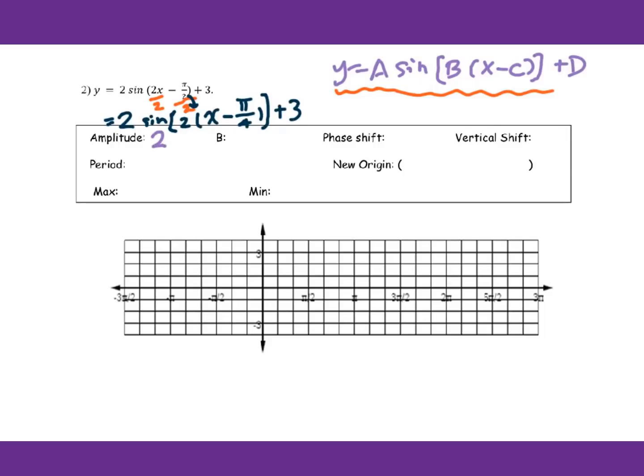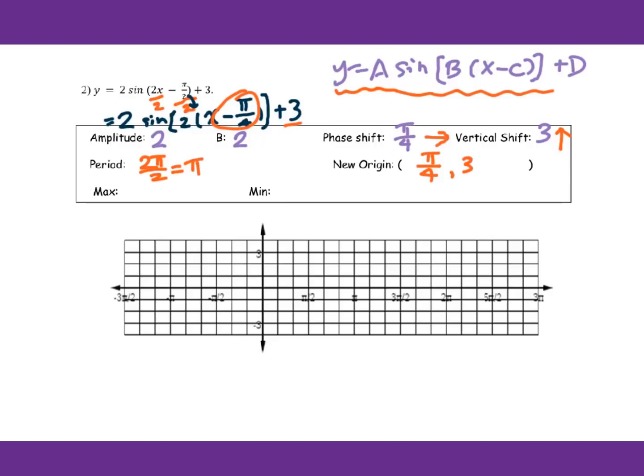Amplitude, that's 2. B, that's 2. Phase shift, pi over 4, but you need to move to the right side. Vertical shift, that is 3, but you need to go up 3. Period, 2 pi over 2 equals pi. New origin, that's the opposite of this. Then D. So you got the pi over 4 and 3.